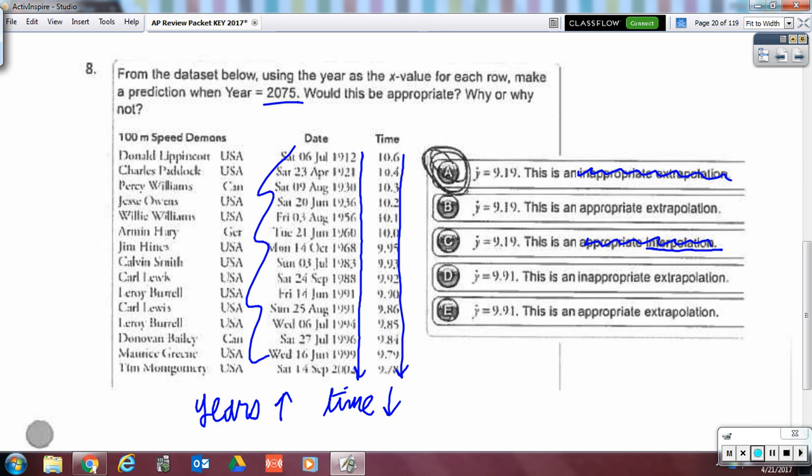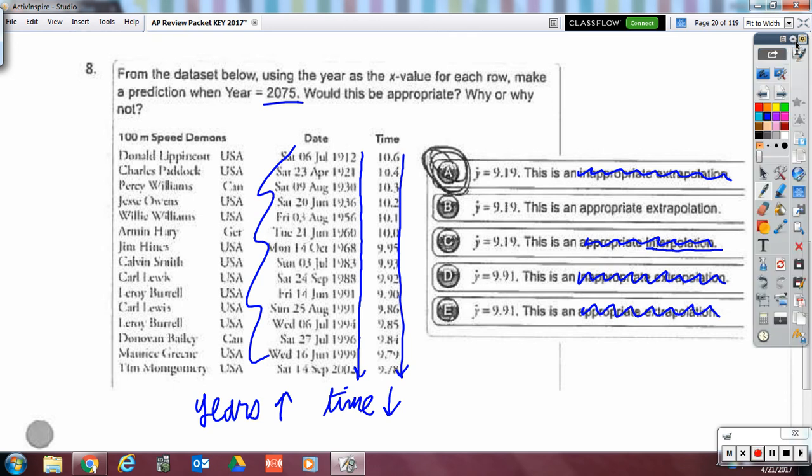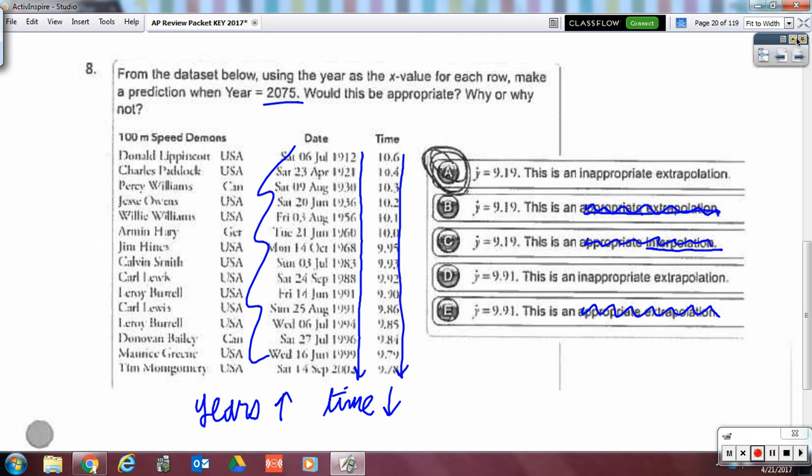So I'm going to mark off the things that say inappropriate extrapolation. So we're left with, oh, that's wrong. I'm going to mark off the ones that say appropriate. My bad. Let's fix that. Extrapolation is bad, so we are marking off the ones that said appropriate extrapolation. Sorry, got ahead of myself.